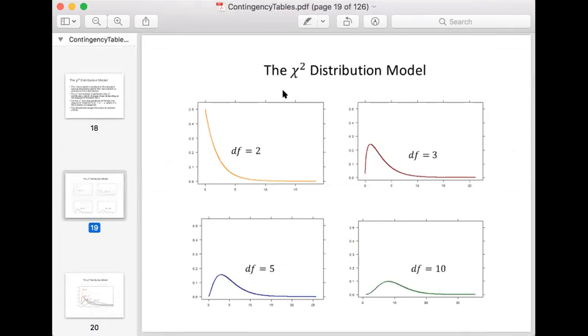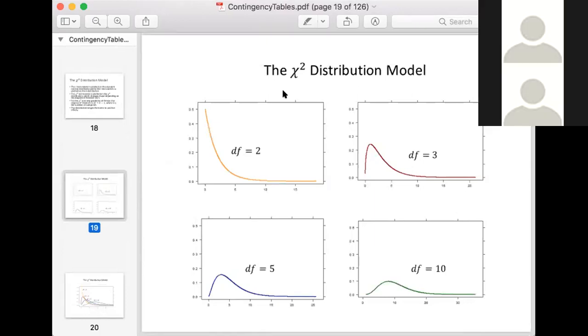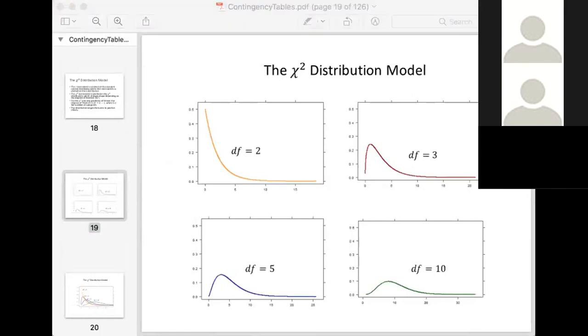And then alternatively, you can also look at the p-value. So if your p-value from your hypothesis test is less than your alpha value, you will reject the null hypothesis. If your p-value is greater than your alpha value, you will not reject the null hypothesis.